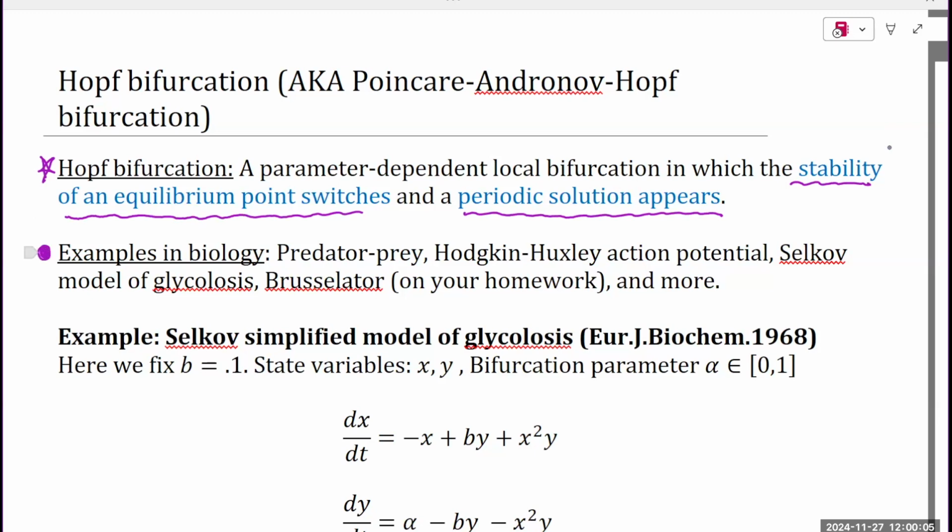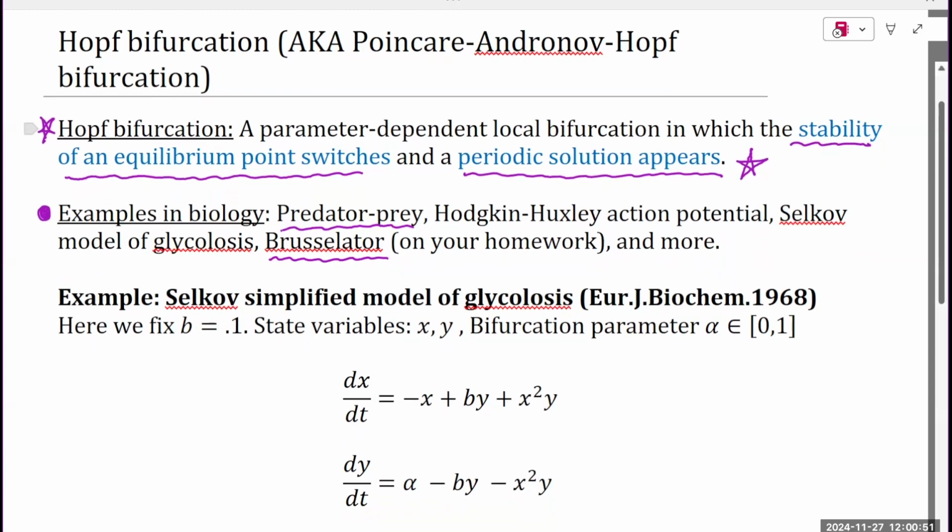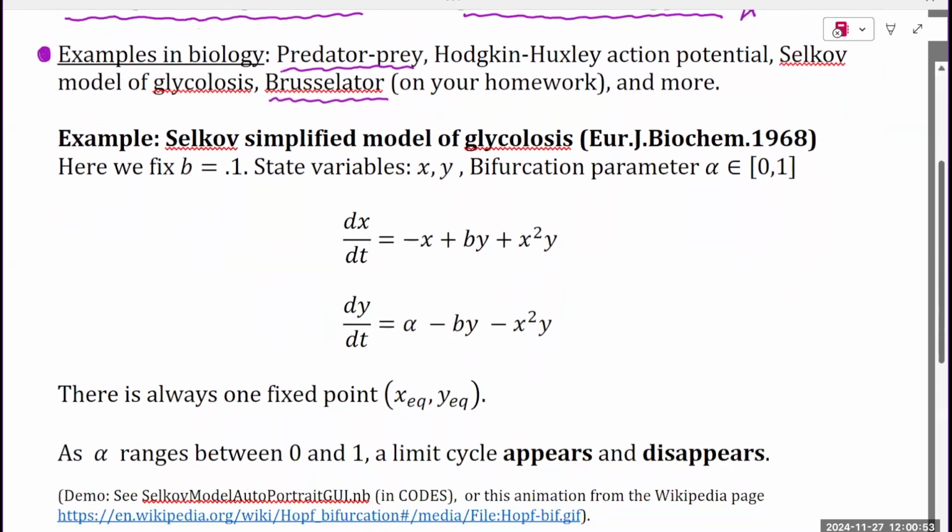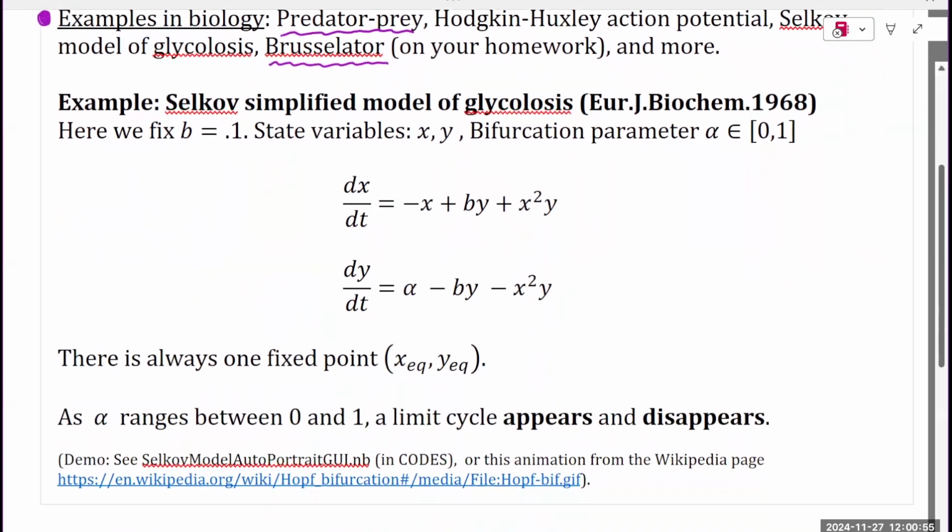Examples in biology that exhibit Hopf bifurcations include the predator-prey model we've looked at, the Hodgkin-Huxley action potential, a Selkov model of glycolysis, and the Brusselator that you're going to be working on in your homework. And of course, there are many more. The appearance of these periodic solutions is of interest to people because this represents a cycling in nature that we can see naturally, and we want to know for what parameters this kind of cycling will arise.